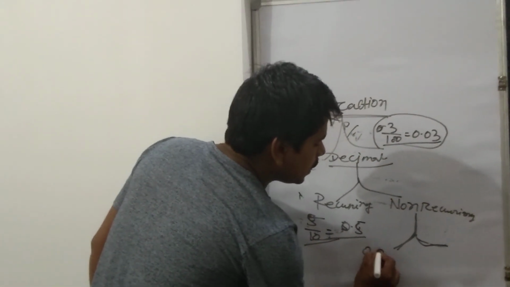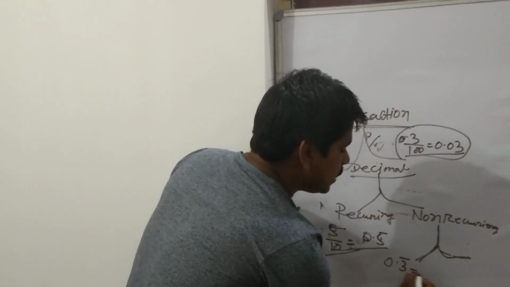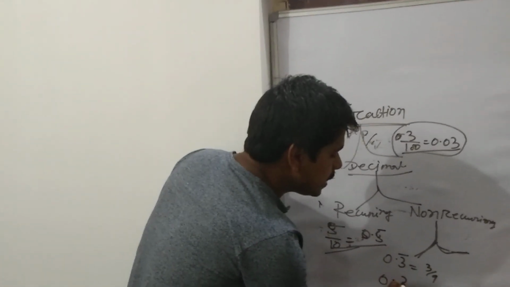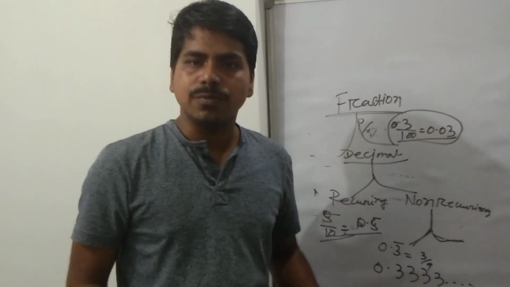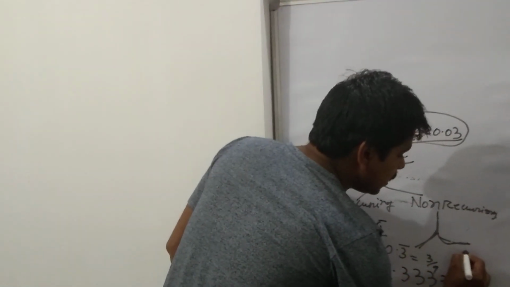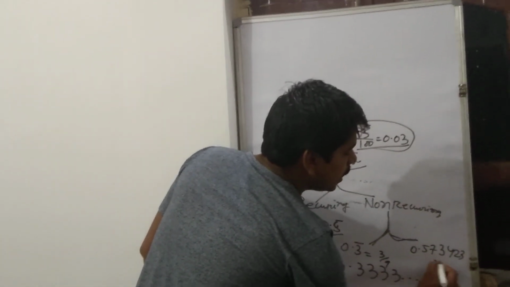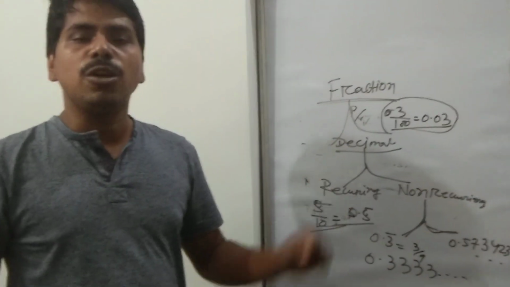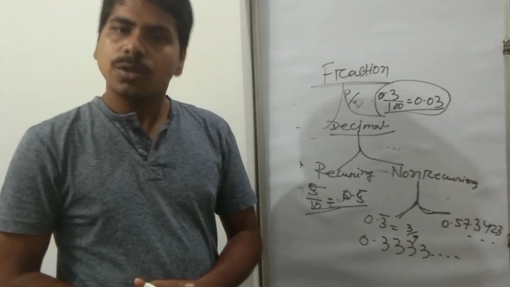You know that 0.3 with a bar is equal to 3 by 9. That means 3 is repeatedly represented in this way. Or some decimals are in this way, 0.57342, never ending. Okay, these are the two types.